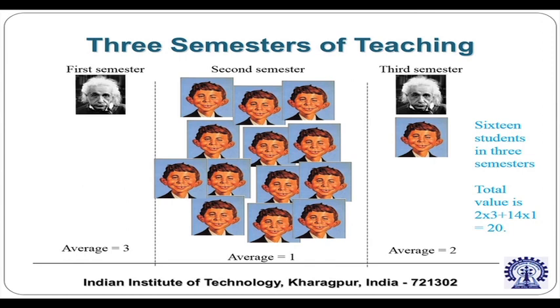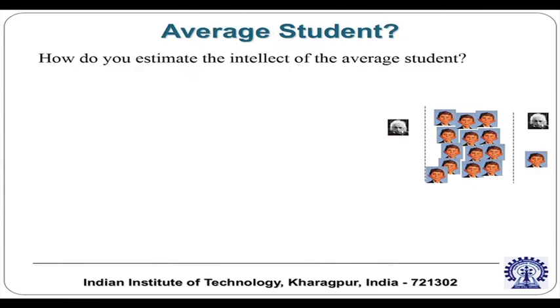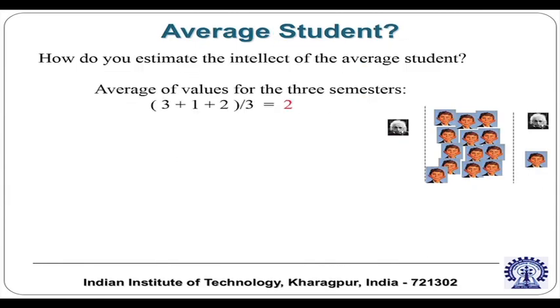So now if you consider the total average, there are 16 students in 3 semesters. If you count, you will find there are 16 students, and the total value is 2 times the genius student has appeared, so 2 into 3 plus 14 into 1, so the total value is 20. Now how do we get the intellect of the average student taught by the teacher? How do you estimate the intellect of the average student?